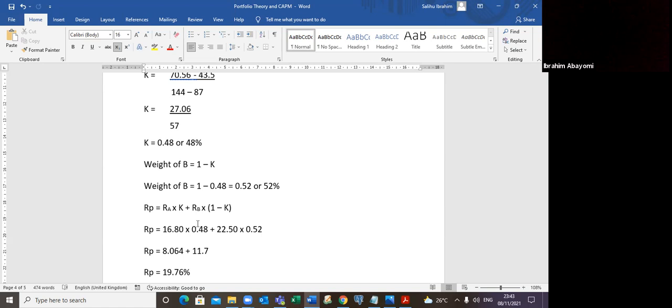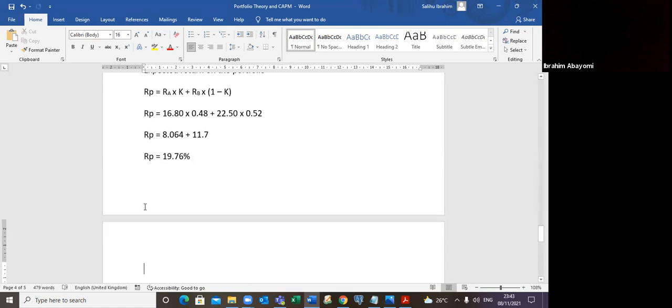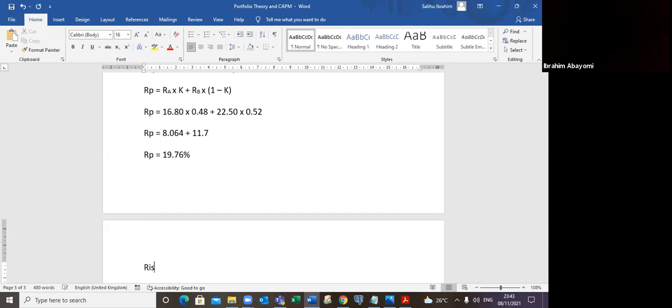Then the last one is what? Let me put this down: expected return on the portfolio. Then the last one, risk of the portfolio.